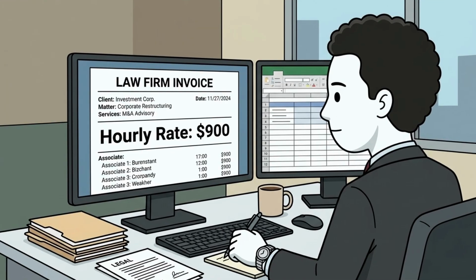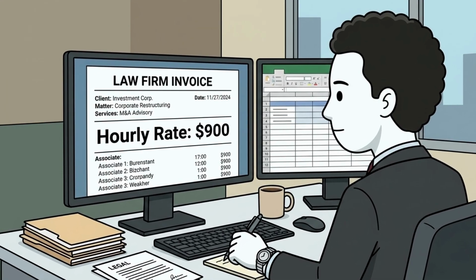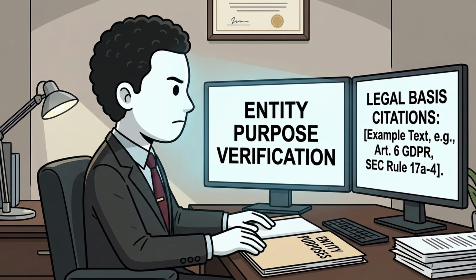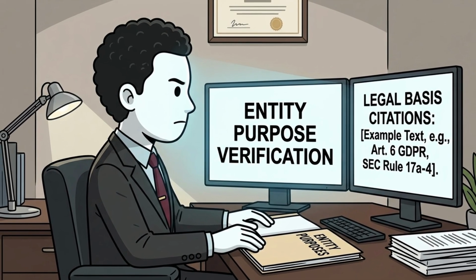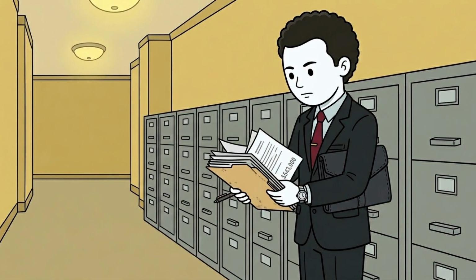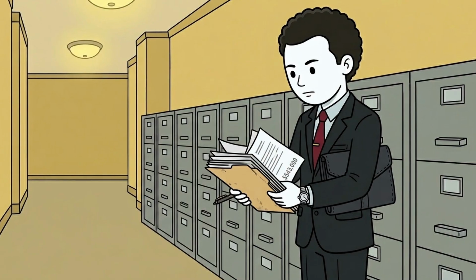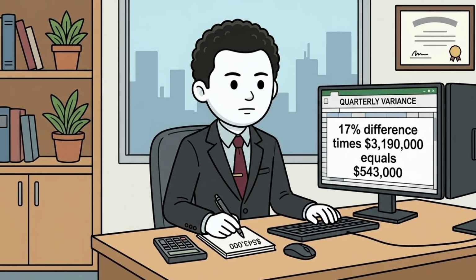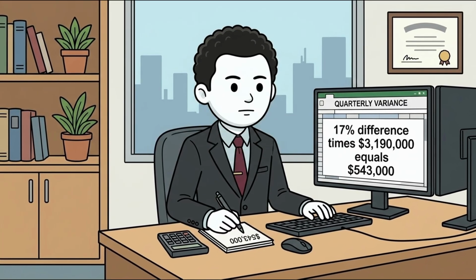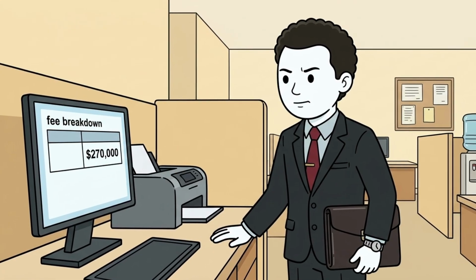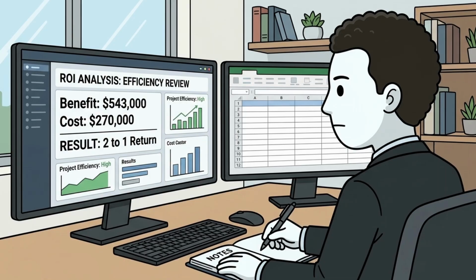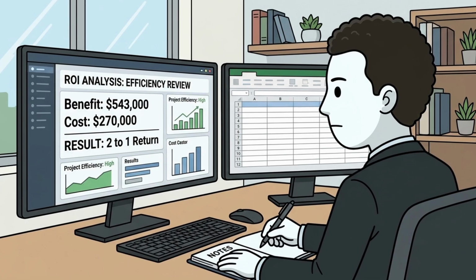The structure was designed by a team of attorneys at a firm that charges $900 an hour. Every entity exists for a documented business purpose. Every allocation has a legal basis. The tax benefit, the difference between the 20% rate and the 37% rate, applied to $3,190,000 is approximately $543,000. That benefit was purchased for approximately $270,000 in legal and accounting fees. The return on the investment is approximately 2 to 1.